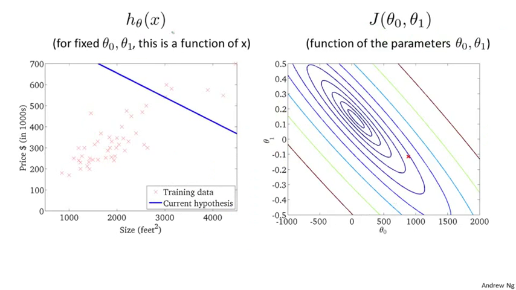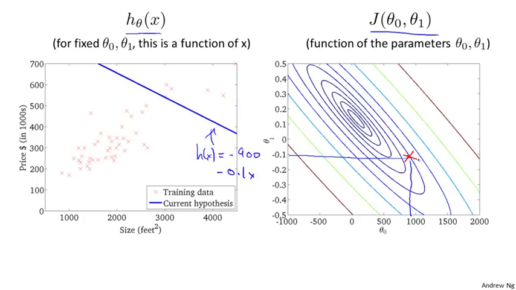As usual, here are plots of the hypothesis function and of my cost function J. Let's say I've initialized my parameters at this value. Usually you initialize your parameters at 0, theta 0 and theta 1 equal to 0. But for illustration, in this particular implementation of gradient descent, I've initialized theta 0 at about 900 and theta 1 at about minus 0.1. This corresponds to h of x equals 900 minus 0.1x, this line, and out here on the cost function.